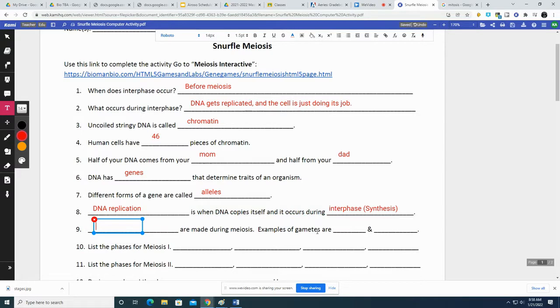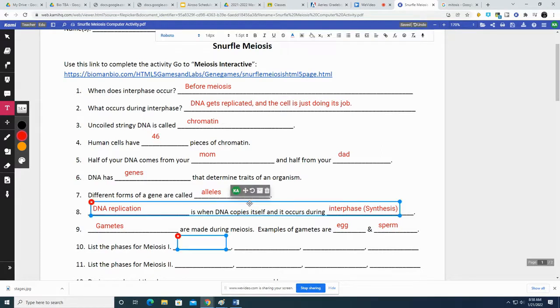9, blank are made during meiosis. We should know this by now, or at least it's kind of familiar. Gametes. Gametes, or reproductive cells, are made in meiosis. Remember, mitosis makes your somatic cells, your body cells. What are the examples of gametes? The female egg and the male sperm. Egg is also called ovum, or ova for plural.